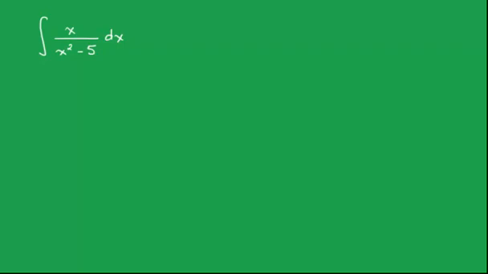Let's find an antiderivative of x over x squared minus 5 dx. We can rewrite this integral as x times (x squared minus 5) to the power of negative 1 dx. Now we notice that we have an expression x squared minus 5 raised to the power of negative 1. So our choice of u would be that expression, which is x squared minus 5.